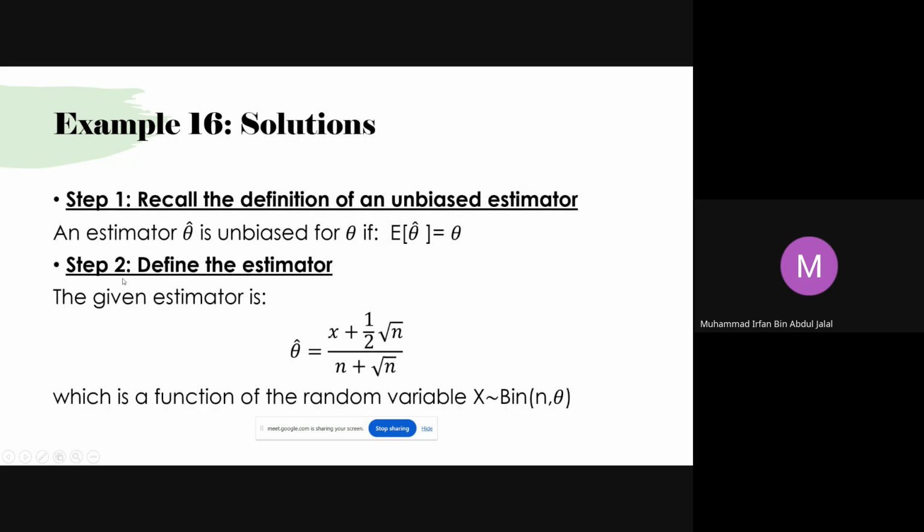So again, recall from our previous example the definition of an unbiased estimator: theta hat is unbiased for the true theta if the expectation of the estimator theta hat equals theta. The second step is we need to define the estimator. In this case, the given estimator is a bit different. Theta hat equals X plus half times the square root of n, divided by n plus the square root of n, which is a function of the random variable X, again being binomial with parameters n and theta.